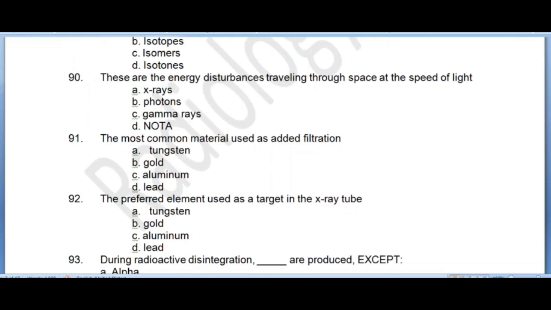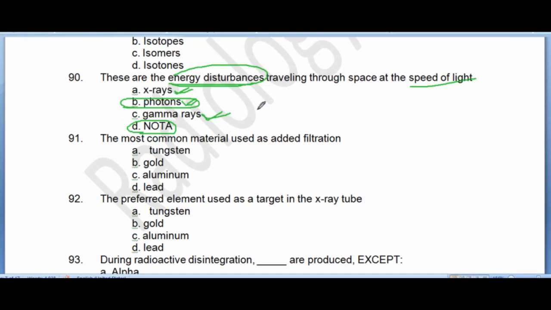These are the energy disturbances traveling through space at the speed of light. So, energy disturbances. So, X-rays, yes. Photons, yes. So, this travels at the speed of light. Gamma rays, yes. NOTA stands for none of the above. So, hindi po siya yung tamang sagot dahil yung tatlong ito ay tama. Pero dahil walang all of the above, so yung pinaka-best na answer po natin, yung definition po ng photons. So, photons are energy disturbances traveling through space at the speed of light.